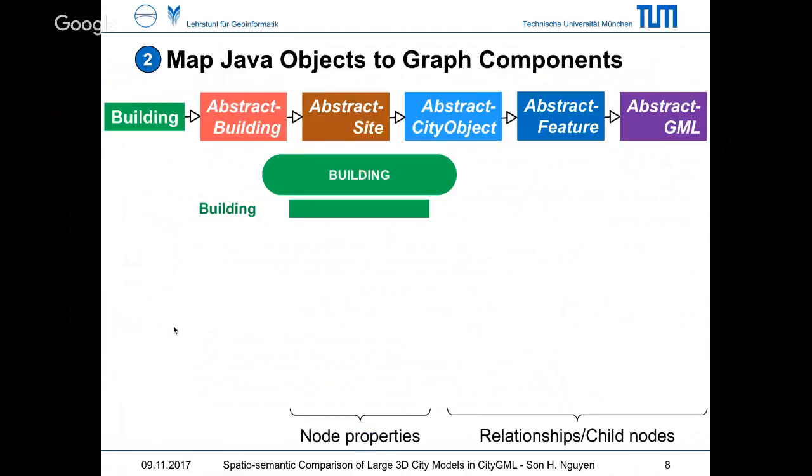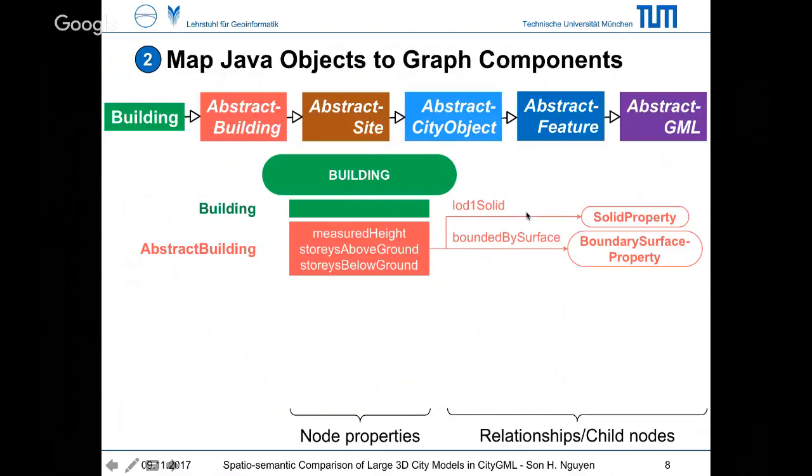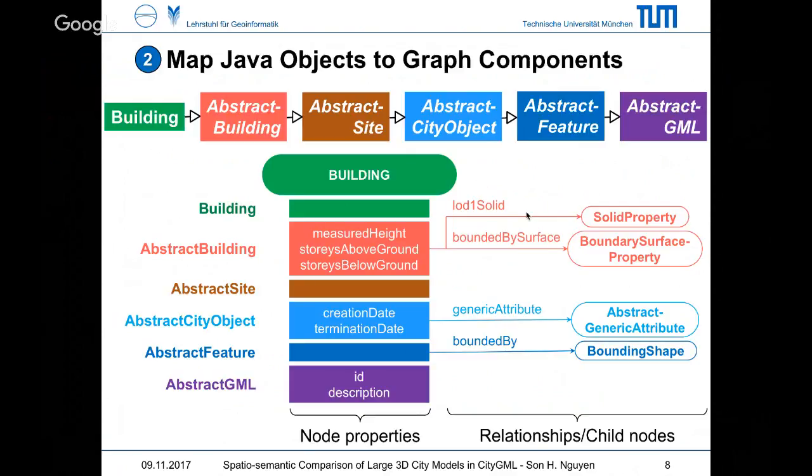So this is an example of how it works for the building object. At the top, you see here, this is the class hierarchy of the building class. So for the building class, we create a container node, which is shown in green here. And for the abstract building superclass, we expand this container node with the contents of this abstract building class. And for the other superclasses, we do the same. All of these shown in this yellow box here are the graph representation of the building object.